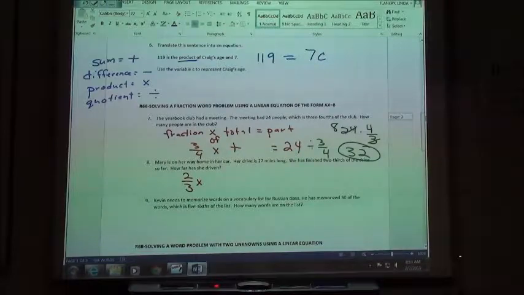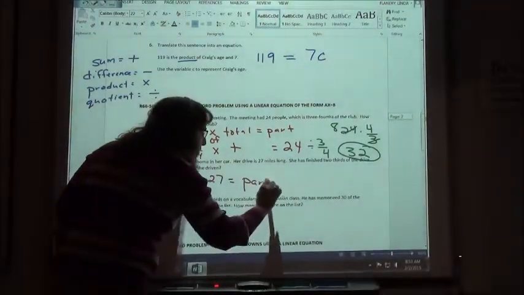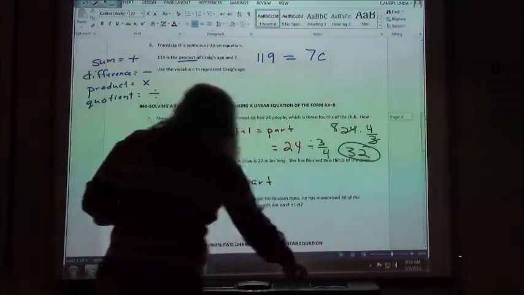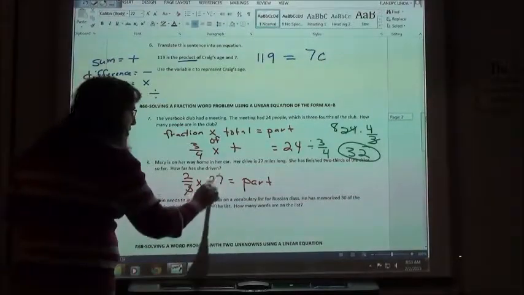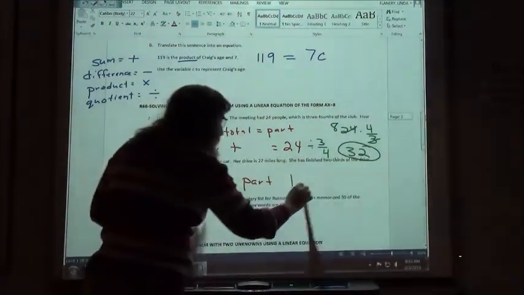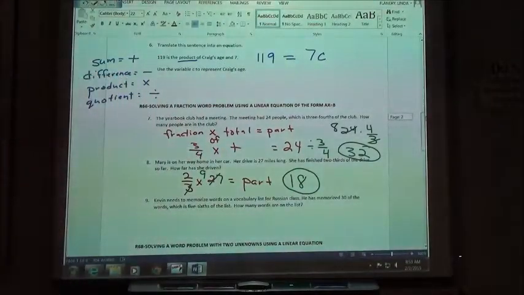That's the total, right? The total's 27. We want to know the part that she's driven. So we want the smaller number. So in this case, we're just going to go ahead and multiply because our 2/3 is right next to our 27. And so again, we can reduce. 3 goes into 27 9 times. 2 times 9 is 18. So she's gone 18 miles out of the 27-mile drive.